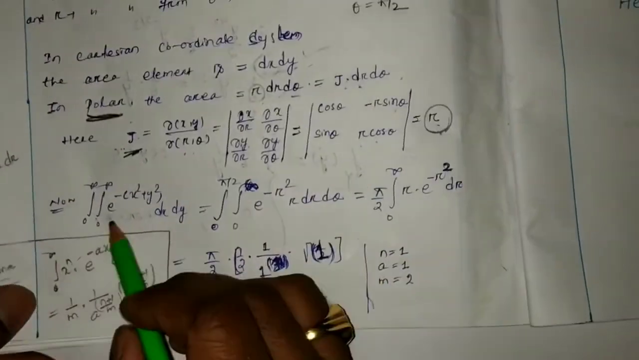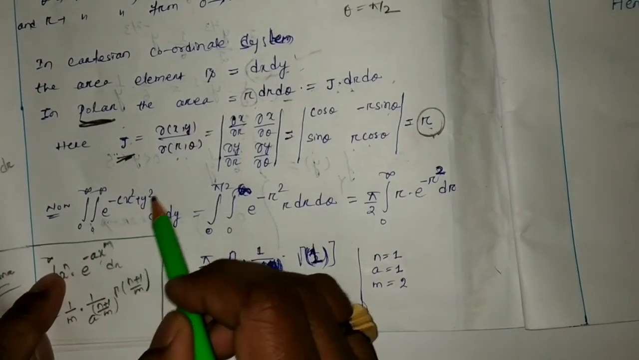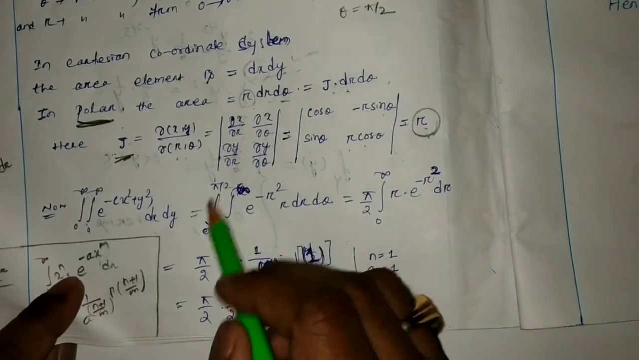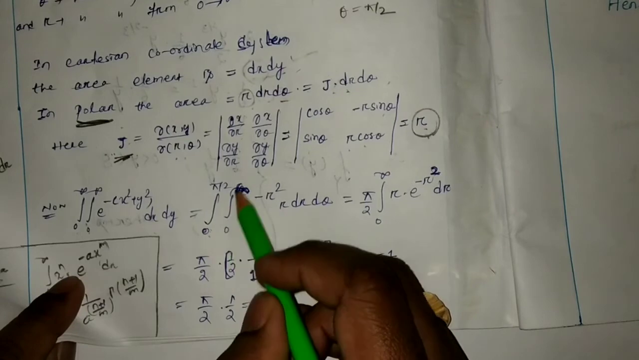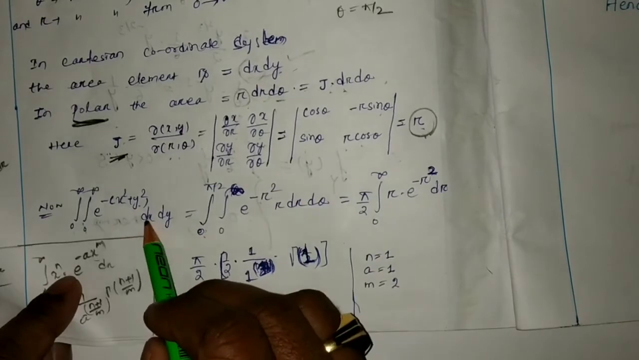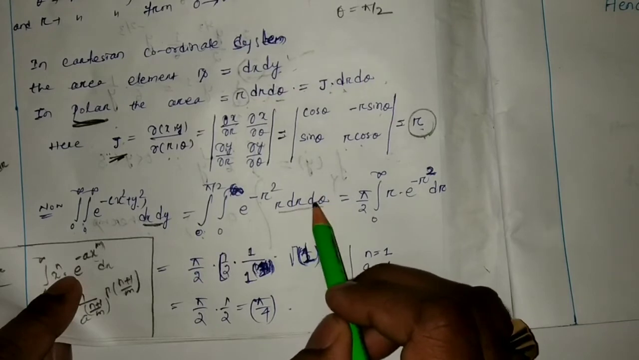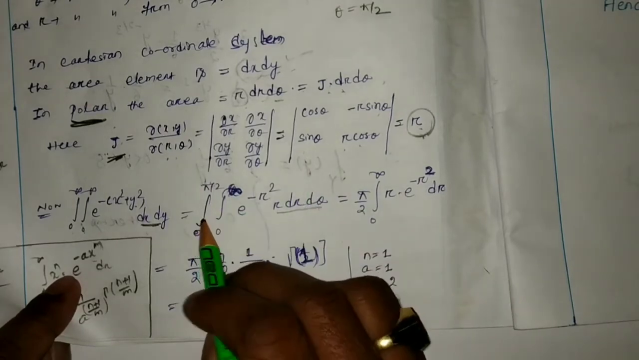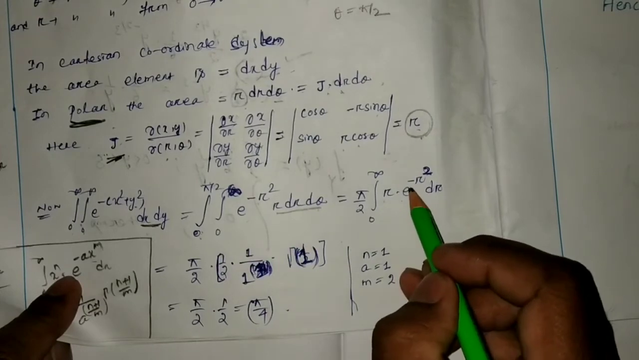Now we are going to solve the integration, 0 to infinity e to the power minus x square y square dx dy. This will be theta from 0 to pi by 2, and r from 0 to infinity, e to the power minus r square, since x square plus y square is r square, and dx dy is r dr d theta. Integrating with theta gives theta, and putting the limit we get pi by 2, and then 0 to infinity r e to the power minus r square dr.